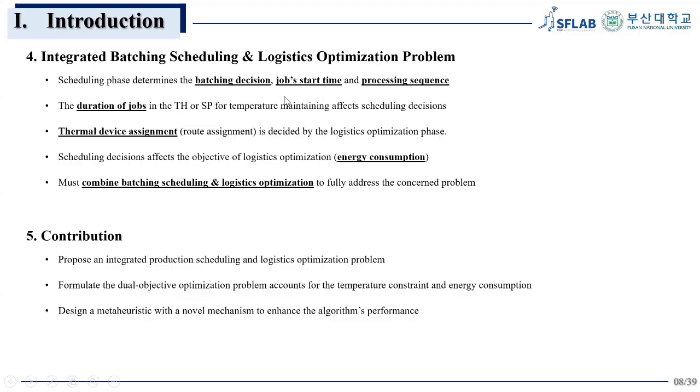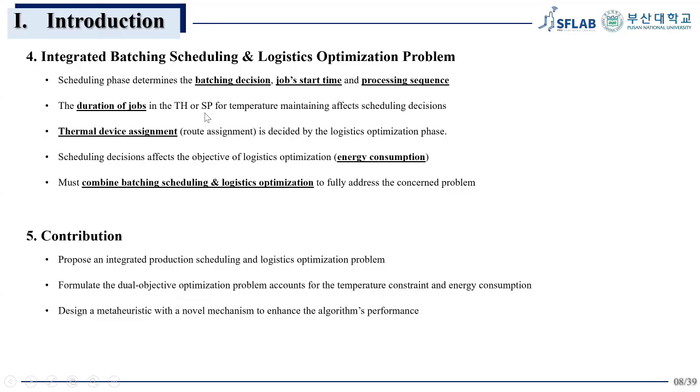So the question is, why do we need to consider an integrated problem between batch scheduling and logistic optimization? The reason is that in the scheduling phase, the batching decision, the job start time, and the processing sequence of each job are highly affected by the duration of job staying in the TH or the SP for temperature maintaining.